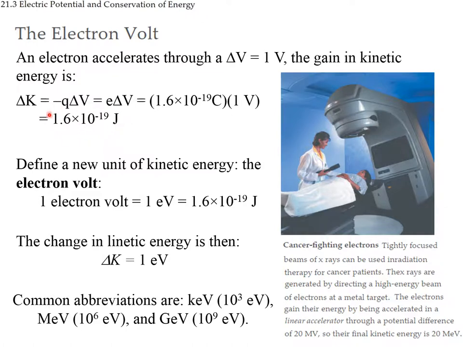So this is known as an electron volt. One electron volt is going to be equal to that amount. And from now on, instead of using this very small number, we simply use 1 eV. The abbreviations that we commonly use are kilo electron volts, mega electron volts, and GeVs, which is thousands of millions of electron volts. These units, for instance, are used in the machines in the medical field for treating cancer. In this case, there is an accelerator, and the charges go through a difference of 20 MeV, so they would give energies of 20 MeV.